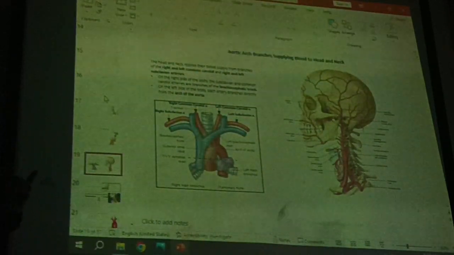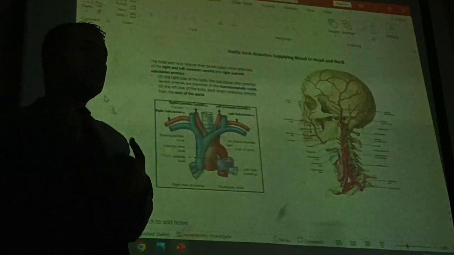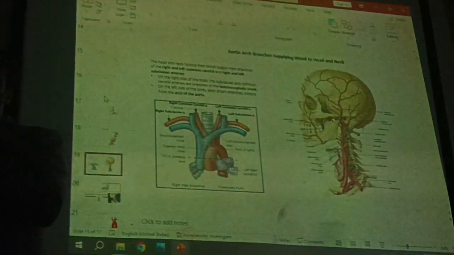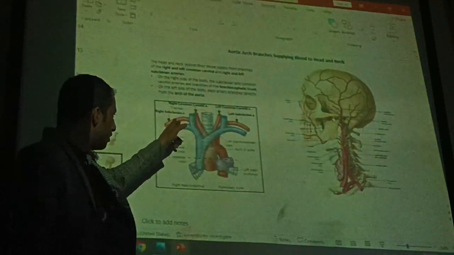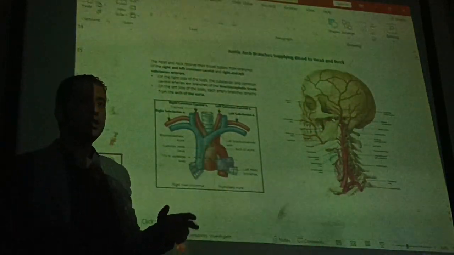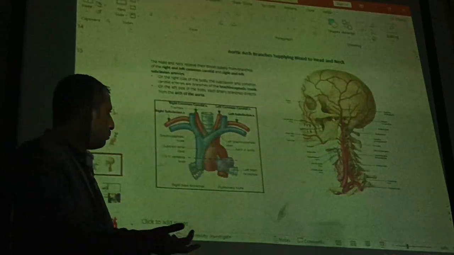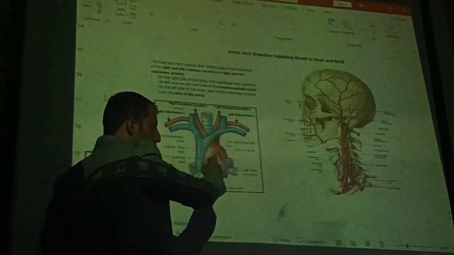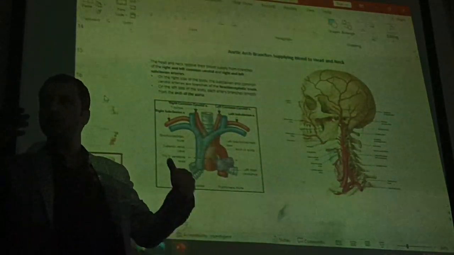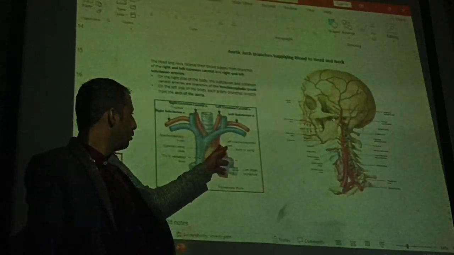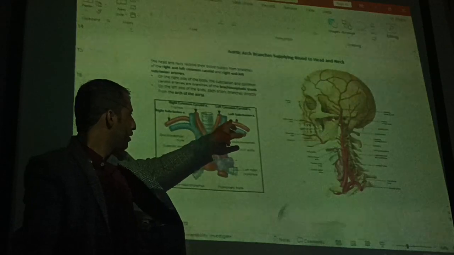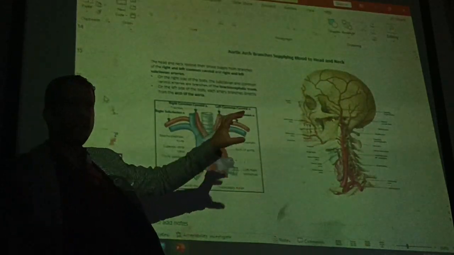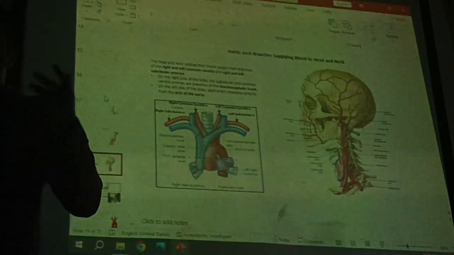Brachiocephalic trunk, posterior to the sternoclavicular joint, is divided into the right subclavian and right common carotid artery. But left common carotid artery is a branch which directly originated from the aortic arch. So, left subclavian artery has a part which is located in the thoracic area.